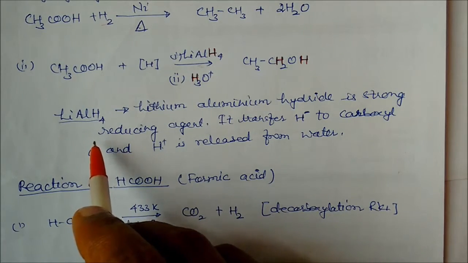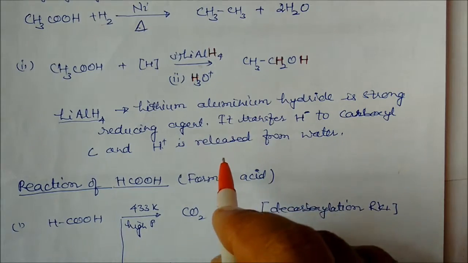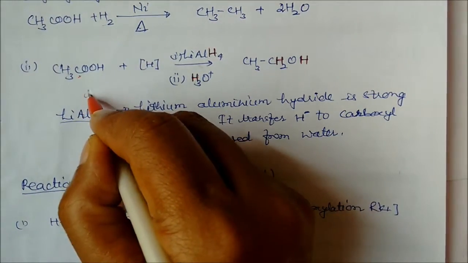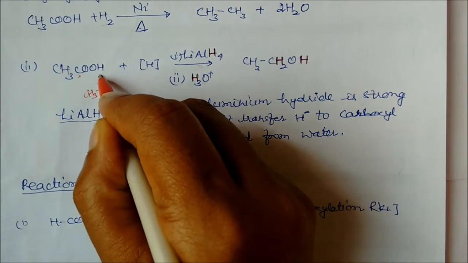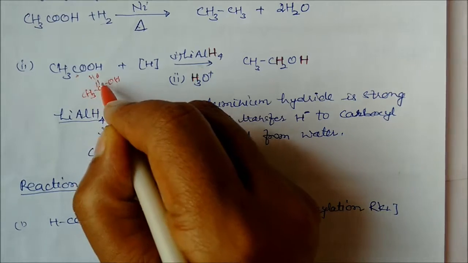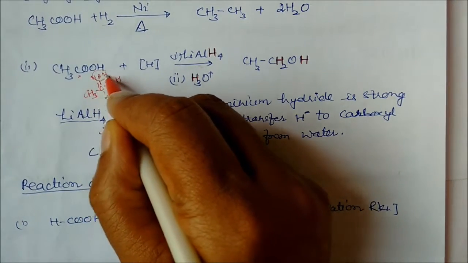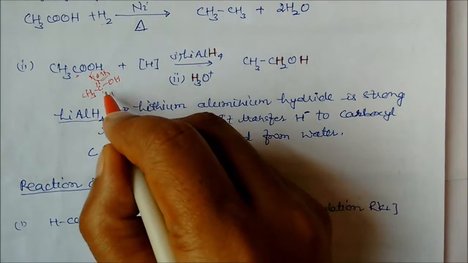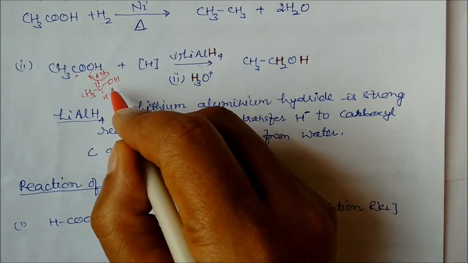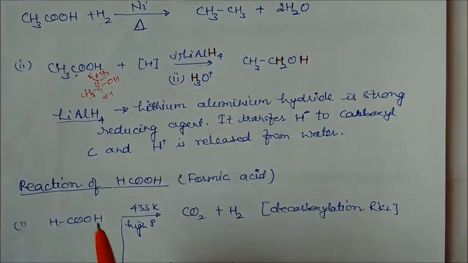So what is lithium aluminum hydride? This is a very strong reducing agent. It transfers hydrogen to the carboxyl carbon. So this is the carboxyl carbon, CH3COOH. Here one hydrogen is attached, so one bond is broken. Again one more hydrogen and one more hydrogen. This will be released as water, and H plus is there again. So again this will be water, and this will be CH3CH2OH. So we will get ethanol.